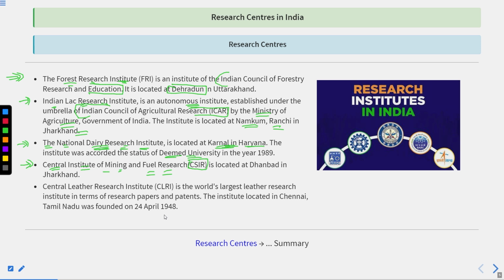But the full form will be different. One CSIR stands for the Central Institute of Mining and Fuel Research, which is at Dhanbad in Jharkhand. Okay. Another CSIR, the Council of Scientific and Industrial Research, is actually located in New Delhi. Okay. And the fields are different. One is engaged in mining and fuel research. Another one is engaged in scientific and industrial research. So keep this thing in your mind.